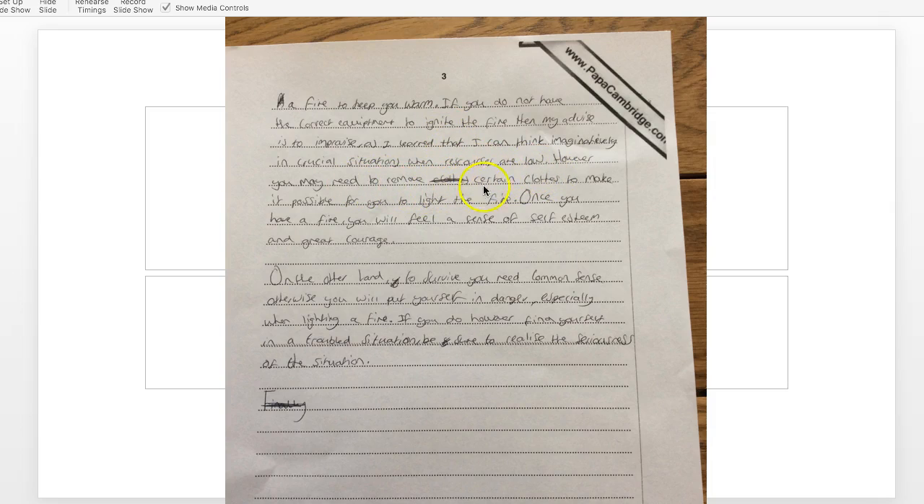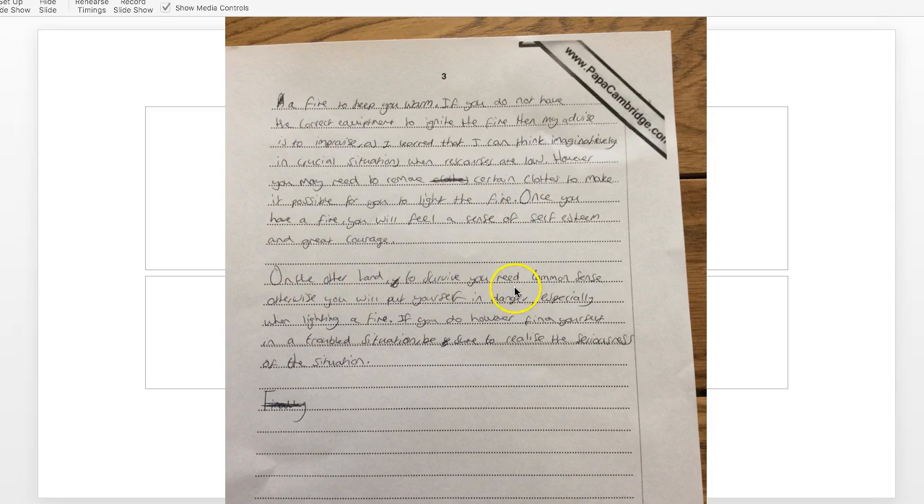However, you may need to remove certain clothes to make it possible for you to light the fire. Once you have a fire, you will feel a sense of self-esteem and great courage. That's possibly what you learned, but you haven't spelt it out, and you haven't included advice on getting the clothes back on as quickly as possible.